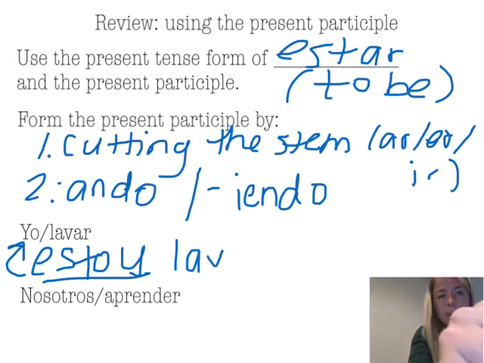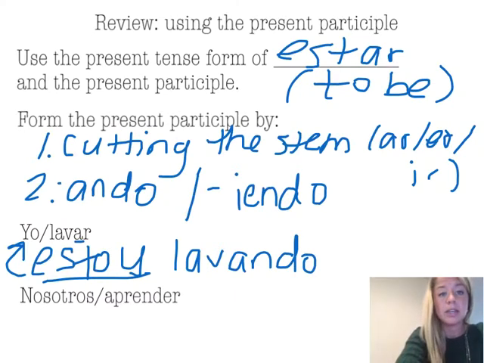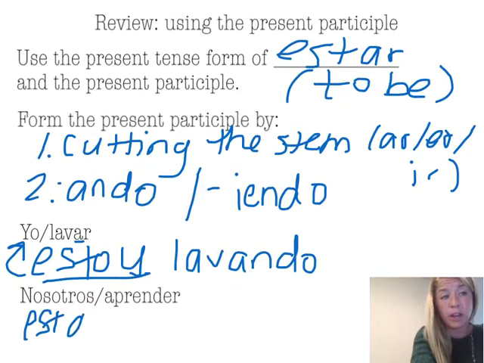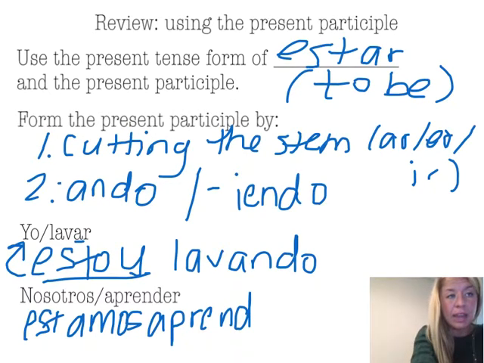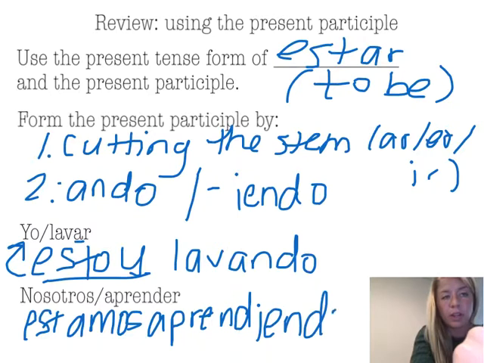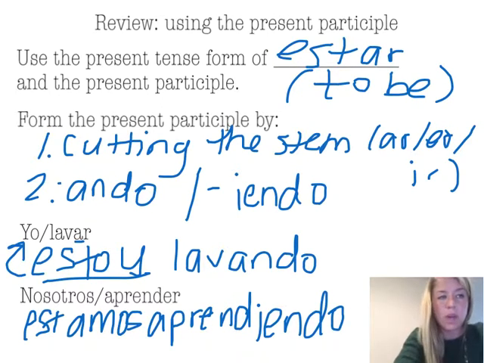Remember, estar means to be, and that's what it means in English too, but we don't usually use it in the infinitive form. So we usually hear am, is, are, etc. And then we form the present participle by cutting off the stem, just like every time we've learned how to conjugate. So cut off the AR, the ER, or the IR. And then adding ando for AR verbs and yendo for ER or IR verbs. So for example, if you wanted to say I am washing, you would say yo estoy. We're going to use the yo form of estar.